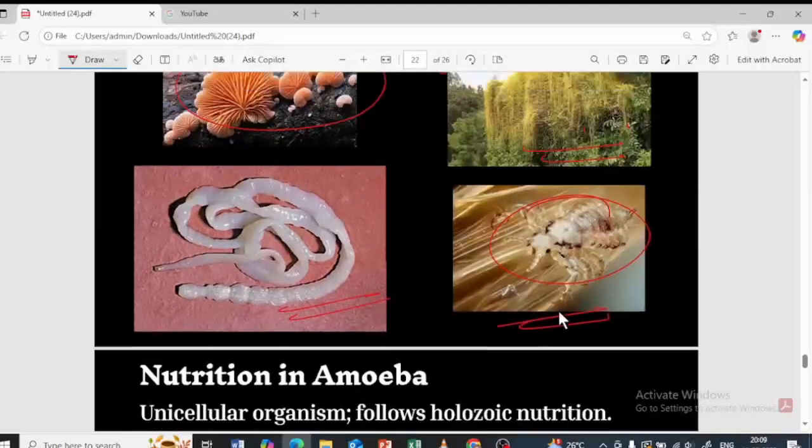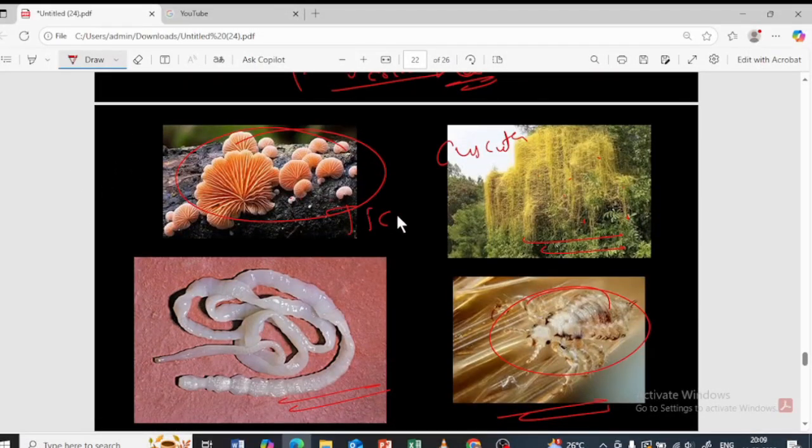Yes. Okay, there are other examples also, ticks and all. The ticks which are present on the animal body, that is again an example for parasitic nutrition. The leeches, that is again an example for parasitic nutrition.